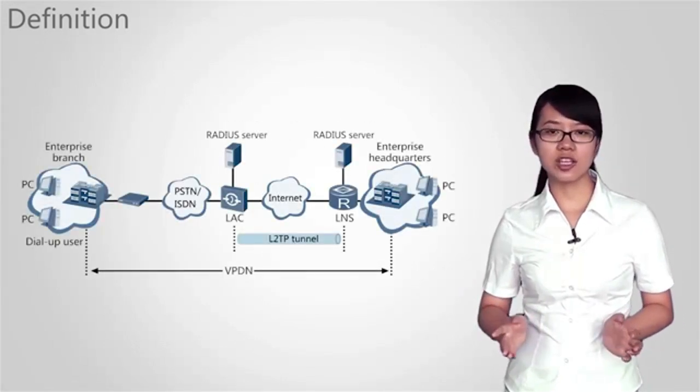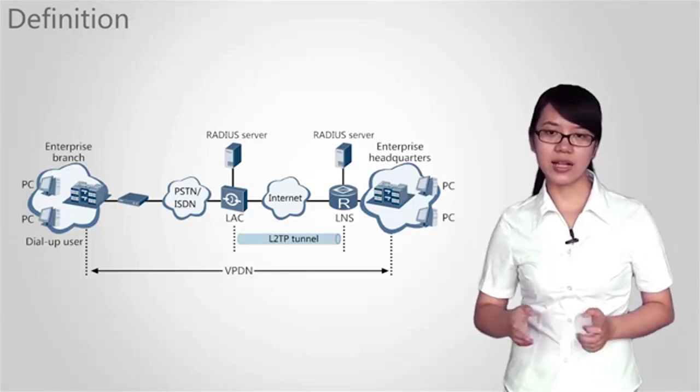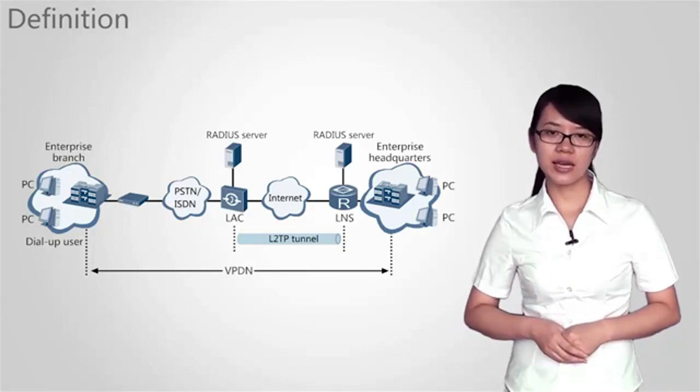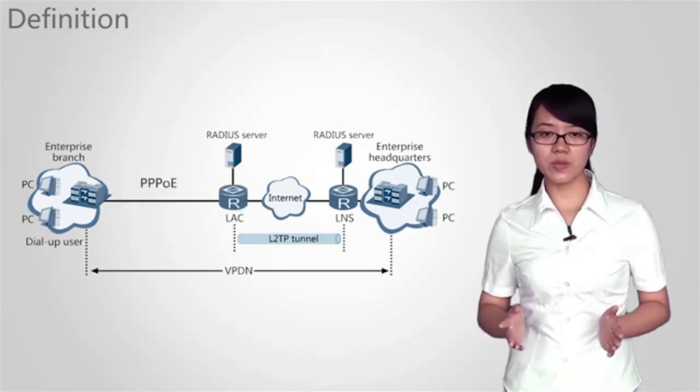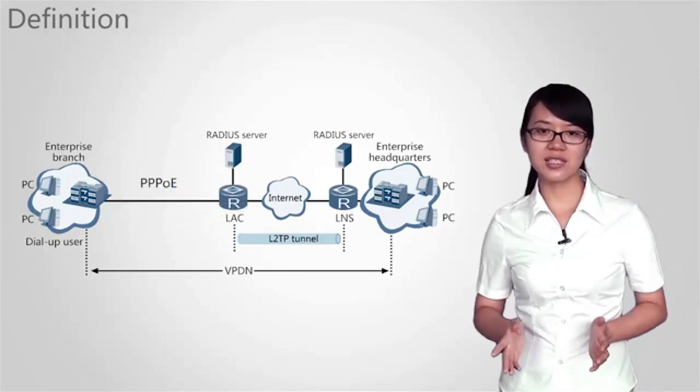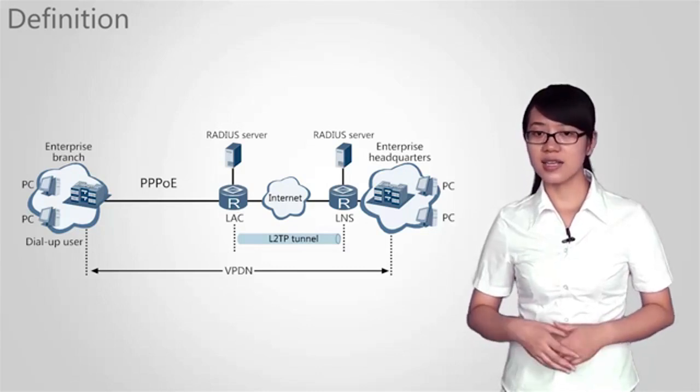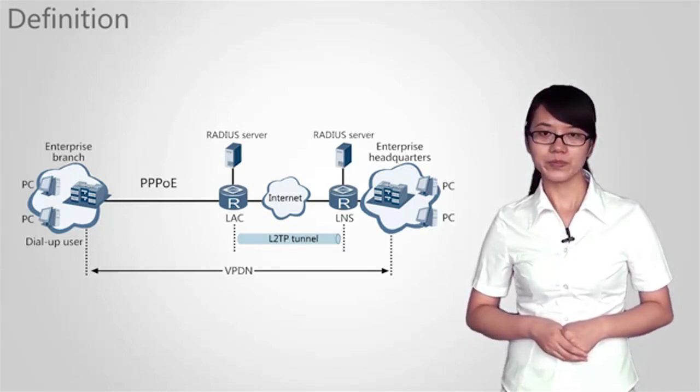Nowadays, Ethernet and Internet are widely used and develop fast. Therefore, the PSTN or ISDN is less used. PPPoE enables PPP packets to be transmitted on the Ethernet and extends L2TP.